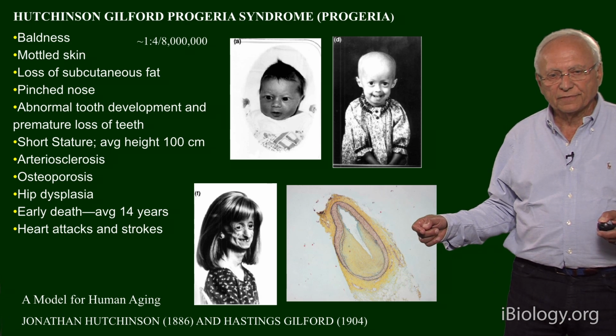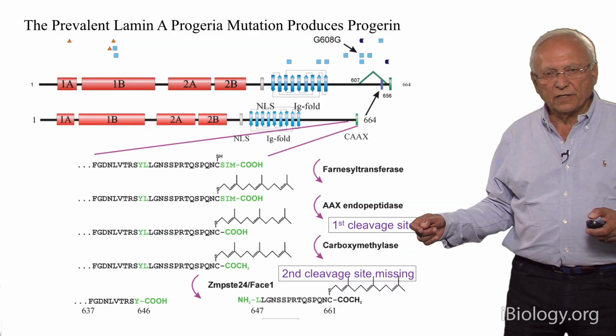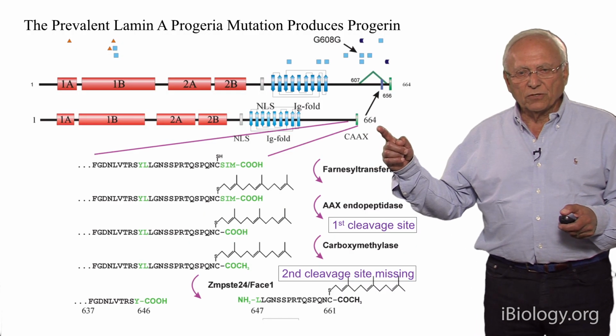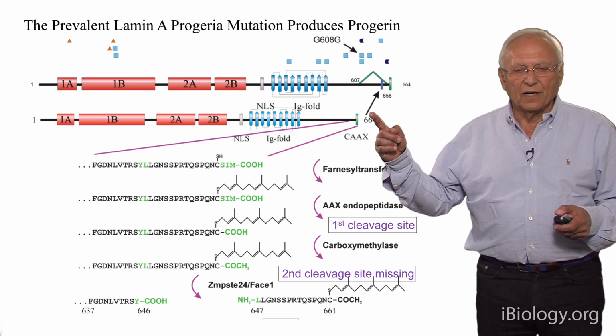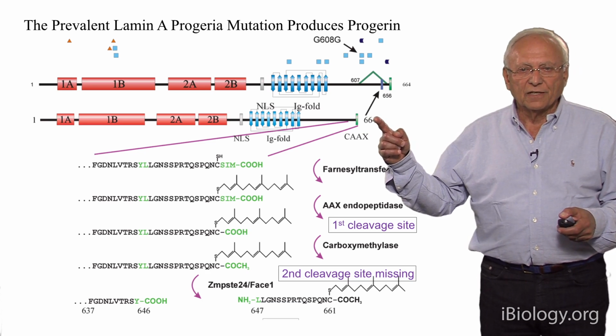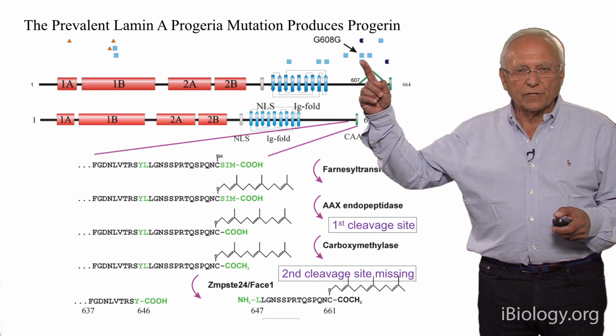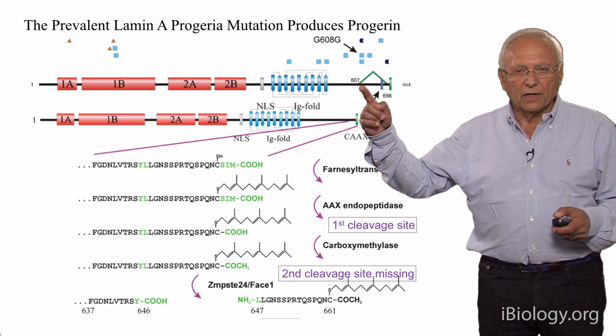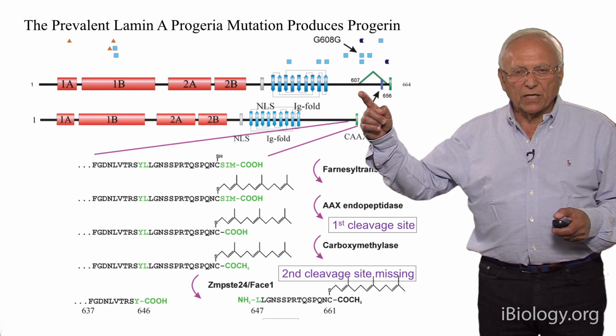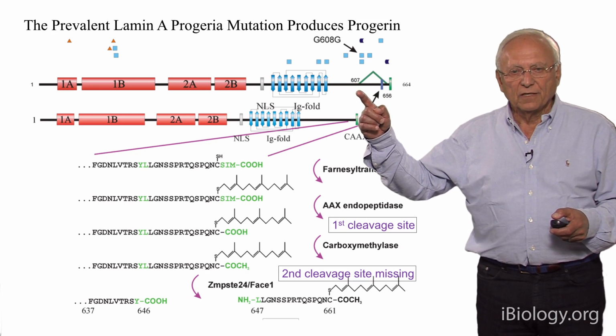Now, most of the major cause of progeria is a mutation which is a silent mutation, G608G, which introduces a cryptic splice site, or makes available a cryptic splice site.